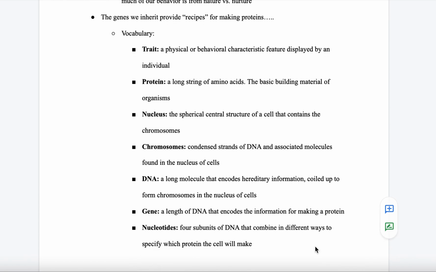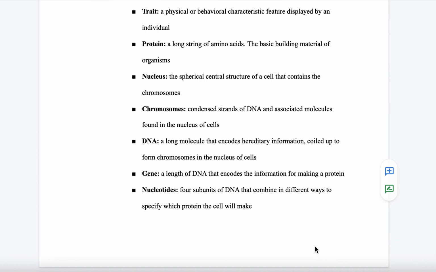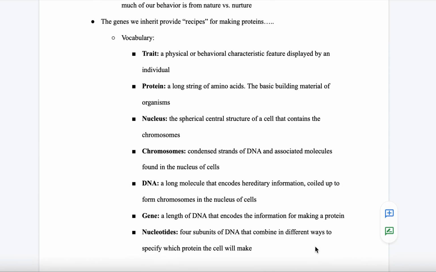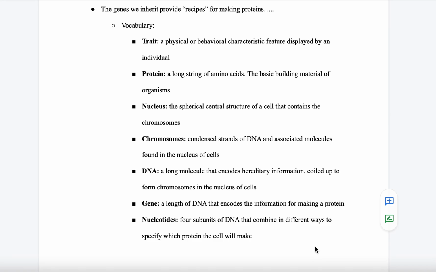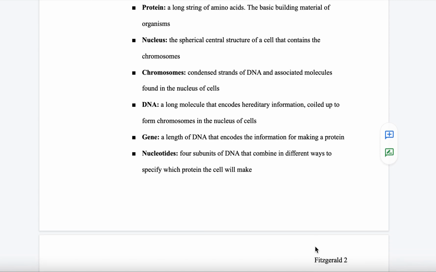So the genes we inherit provide recipes for making proteins. This subsection has a good amount of vocabulary, but it's very helpful to understand. A trait is a physical or behavioral characteristic displayed by an individual, so we all have traits that are expressed in our daily lives. And then you have proteins, which are long strings of amino acids, which I'll get to in a bit, and the basic building material of organisms.